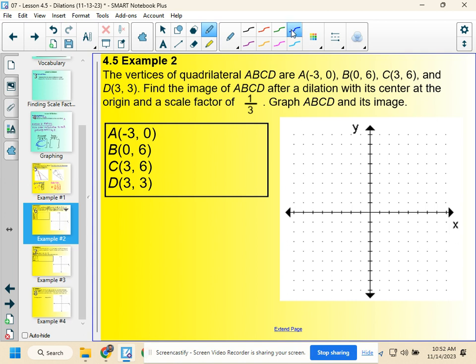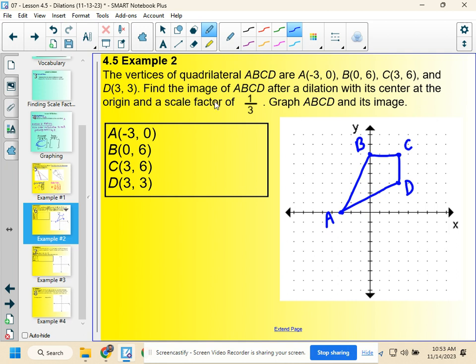I read here, I've got vertices of the quadrilateral listed out in front of me. Let's plot them. I've got (-3, 0), I've got (0, 6), I've got (3, 6), and (3, 3). Boom, boom, boom, boom. Obviously, I've done this one before, so I kind of know where the points are and it goes quick. Counting A, B, C, D. All right, so that's just me plotting the pre-image.